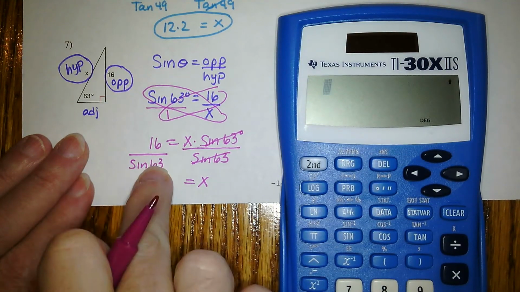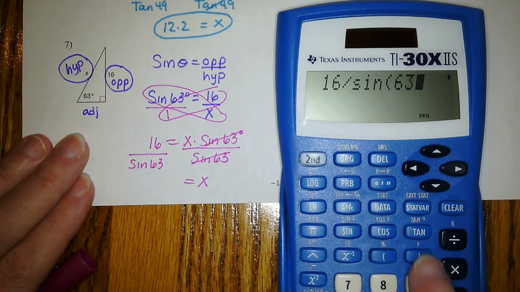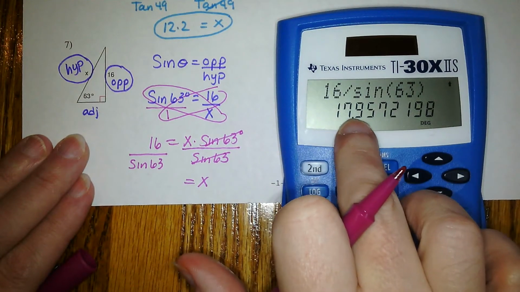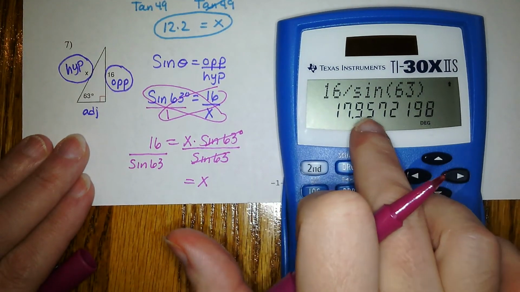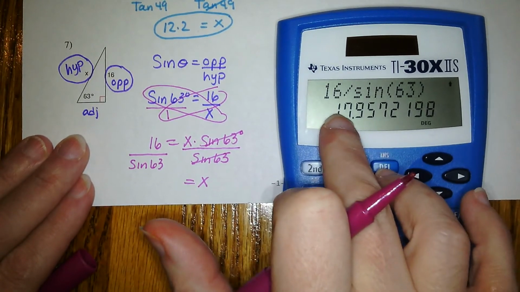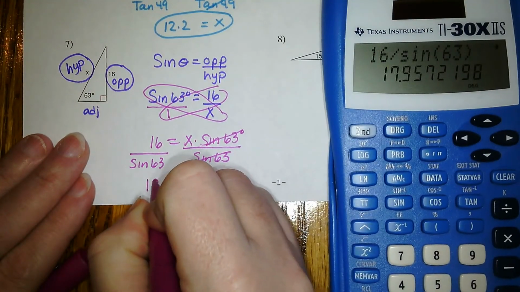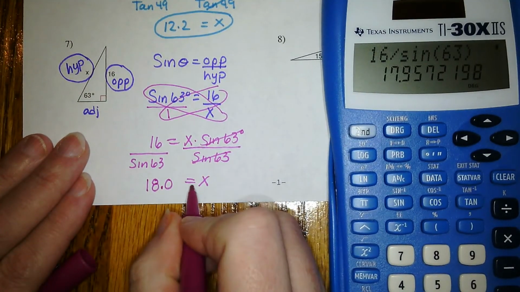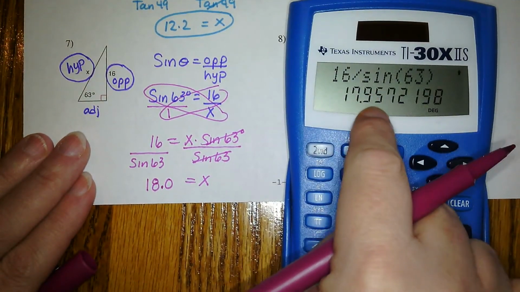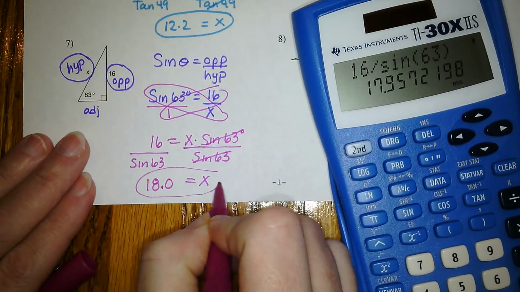I have to do 16 divided by sine 63. Close your parenthesis and hit equals. And this one is interesting because this is a 0.9, but the 5 tells it to bump, which means that 17.9 is going to bump up to 18.0. Because it says to the nearest tenth, you need the 0.0 there because this is the tenths place. And the 5 bumps the 9 up to a 10, and then the 0 and carry the 1, that's where the 18 comes from. So this is your final answer.